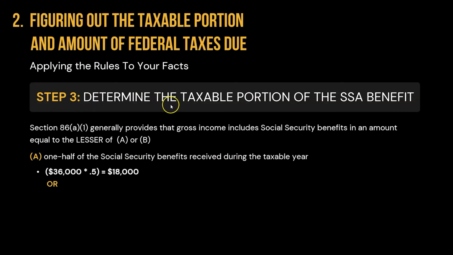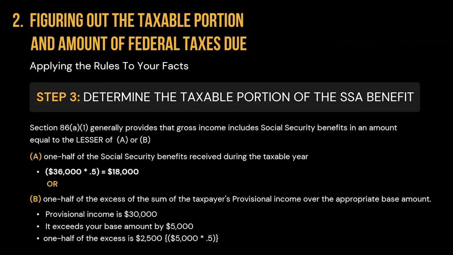So in step 3, we're going to determine the taxable portion of the Social Security benefit. And once again, we're going to apply Section 86A. It generally provides that gross income includes Social Security benefit in an amount equal to the lesser of A or B. This portion wants us to do some complicated analysis here. And then after we've done the complicated analysis and the calculation, we compare the values that we get from subsection A versus the one we have on subsection B, and then take the lesser of it. First, let's start with A here. Okay, let's start with subsection A.